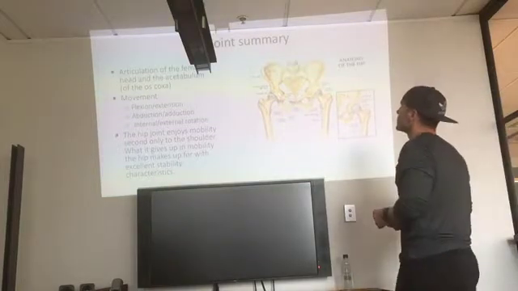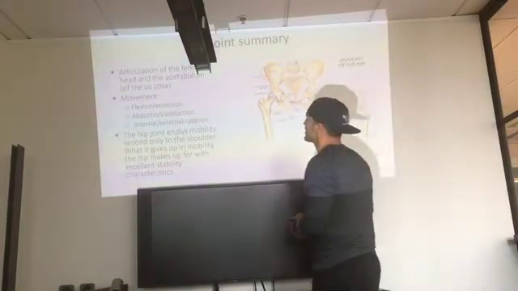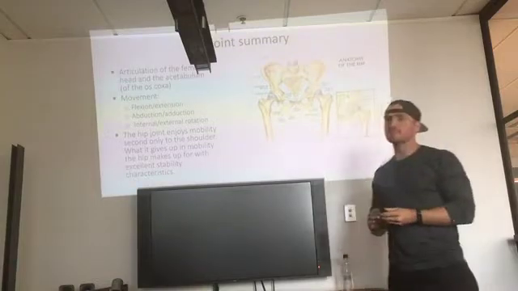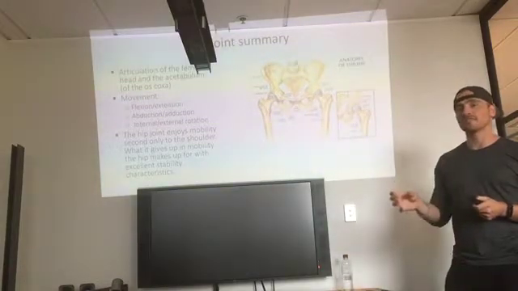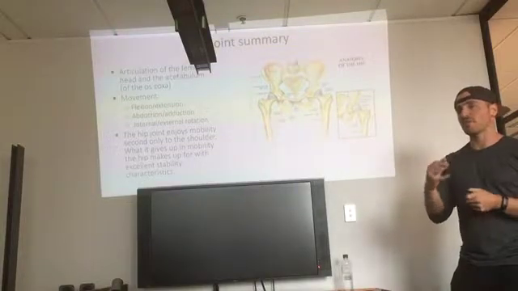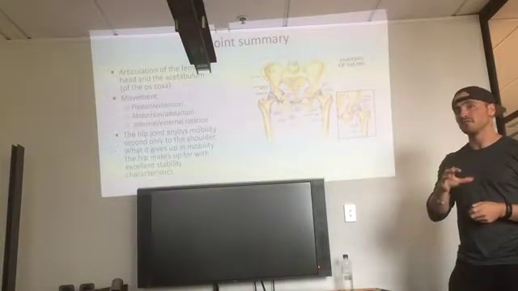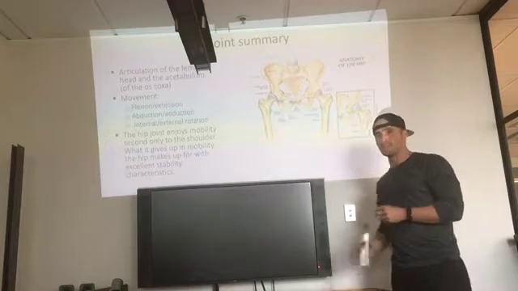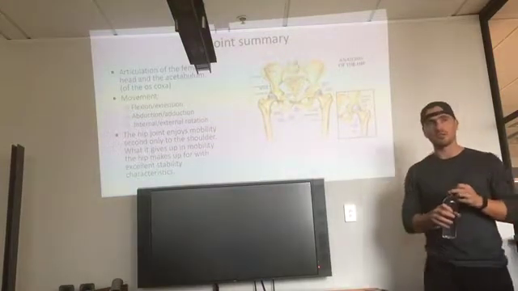Okay, let's get into it. The hip joint, made up of the pelvis and the femur, right? And the pelvis is made up of three major bones: the ilium, the ischium, and the pubis.